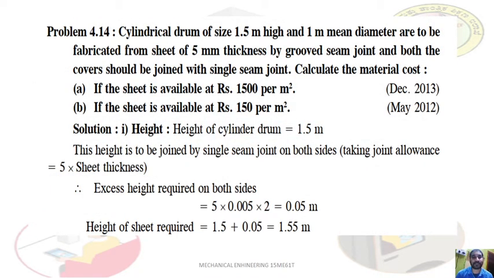A cylindrical drum of size 1.5 meter height and 1 meter mean dia is to be fabricated from the sheet of 5 thickness by grooved seam joint, and both covers should be joined with single seam joint. Calculate the material cost. If the sheet is available at rupees 150 per meter square, the height of the cylinder drum is 1.5 meter. This height is to be joined by single seam joint.